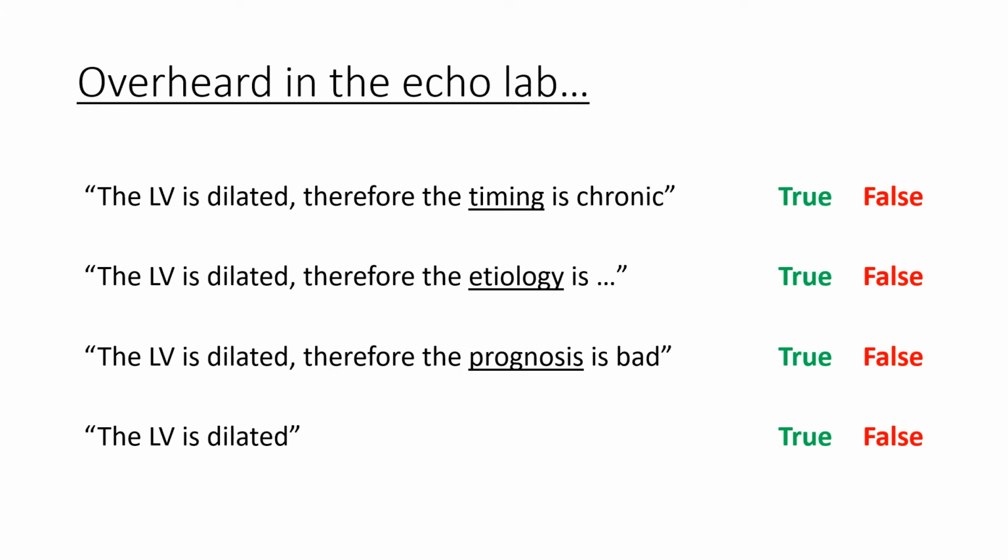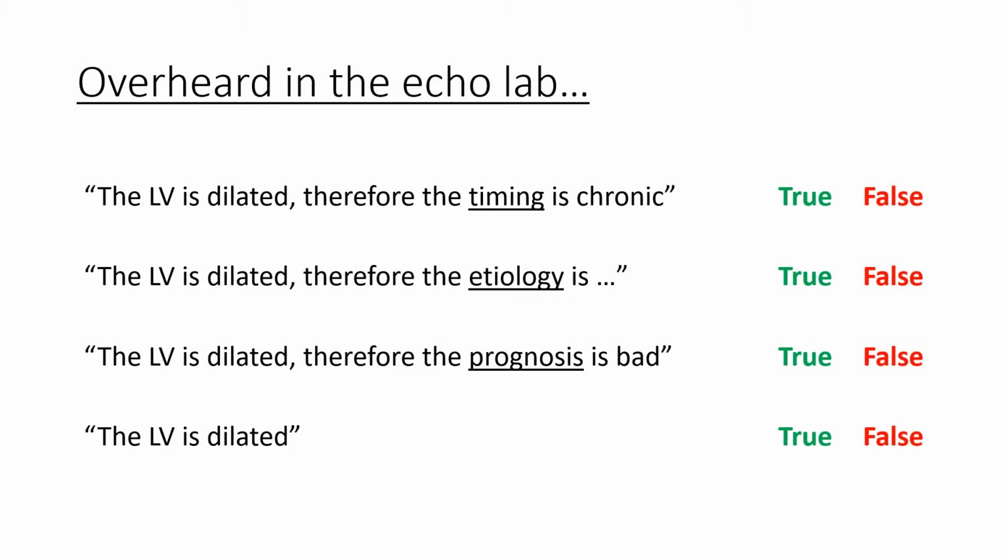You may have overheard the following phrases in your echo lab, and today we'll try to dive a little bit deeper to see how true or false these phrases are. Firstly, the LV is dilated, therefore the timing of this cardiomyopathy must be chronic. Secondly, the LV is dilated, therefore the etiology must be so-and-so. Thirdly, the LV is dilated, therefore the prognosis must be bad. And fourthly, the LV is dilated. So let's start with the last.